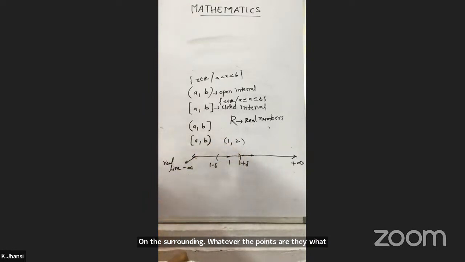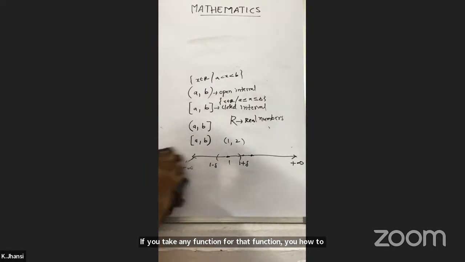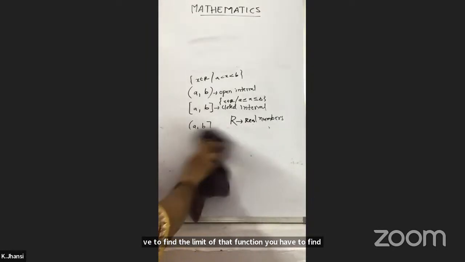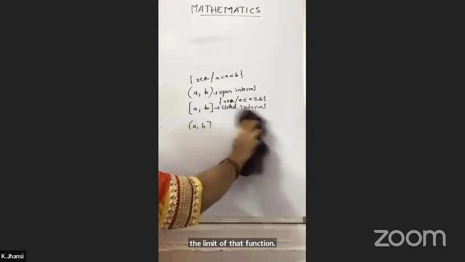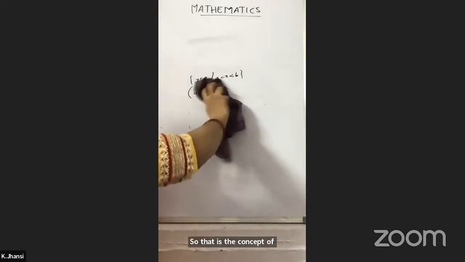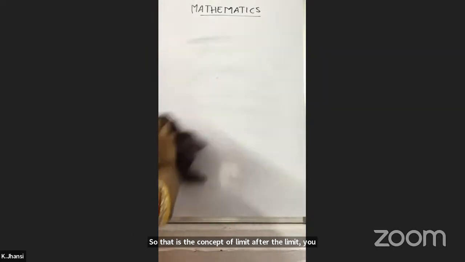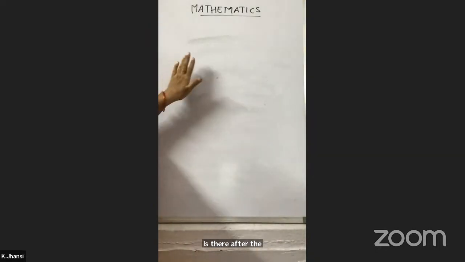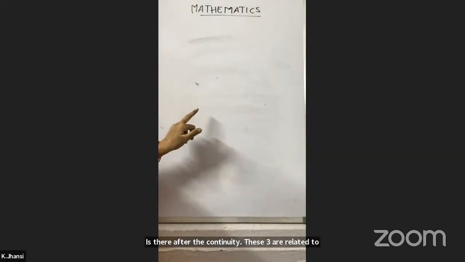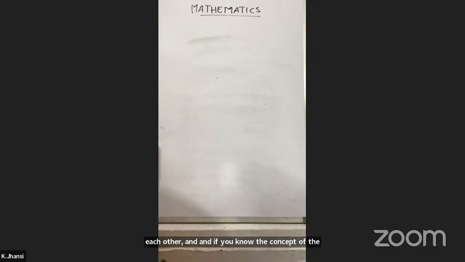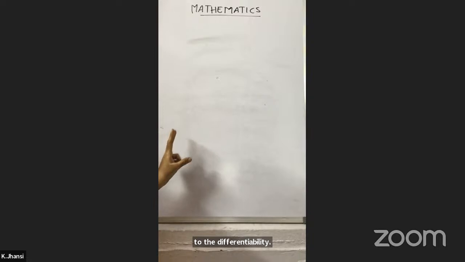Okay, so next, in this second unit, that is differential calculus, you have the concept of limit. Limit means, if you take any function, you have to find the limit of that function, that means the value of that function. After the limit you have continuity. These three are related to each other: if you know the concept of the limit you can do continuity, and next you can go to differentiability. So from differentiability comes the concept of differential calculus.